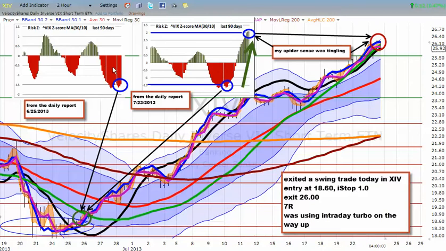this risk Z, this time series, you can see it had made a double bottom down here at 1.5 standard deviations below the 5,000-day average. And it had started to actually hook up here. And so that looked like an opportunity to get short volatility, or long the inverse, long XIV.